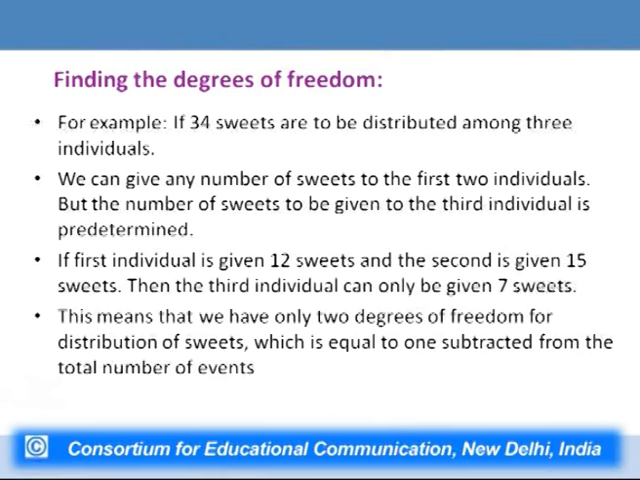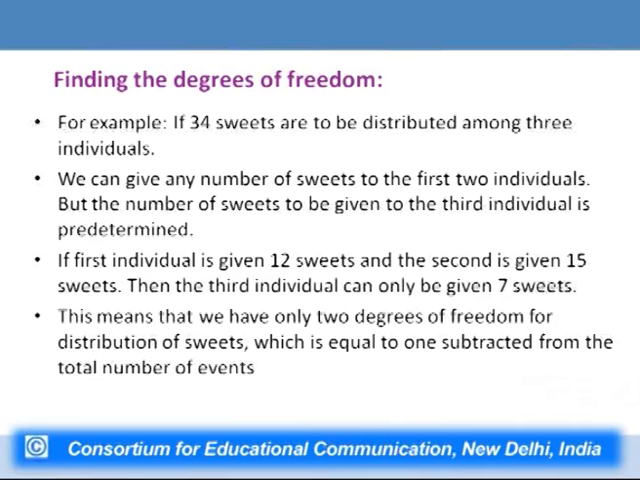This I can explain with an example. For example, if 34 sweets are to be distributed among 3 individuals, we can give any number of sweets to the first 2 individuals. But the number of sweets which are to be given to the third individual is predetermined. So, say if the first individual is given 12 sweets and the second is given 15 sweets, then we do not have any choice but to give 7 sweets to the third individual. So, we have lost 1 degree of freedom in this particular case.